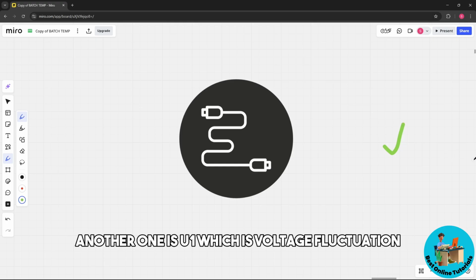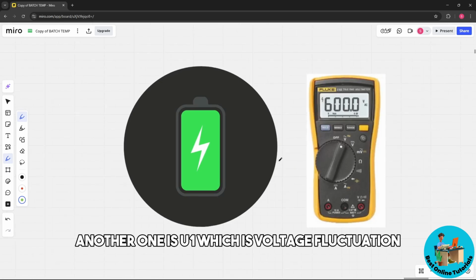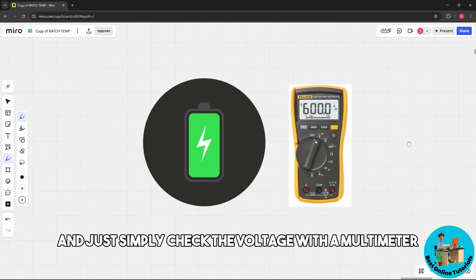Another one is U1, which is voltage fluctuation, and just simply check the voltage with a multimeter.